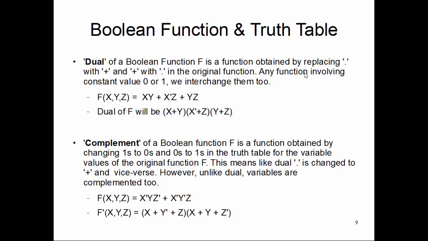And if any function involves a constant value like 0 or 1, we interchange them too. So if the function contains a constant value of 0, we change it to 1 in the dual form, and if that's 1, we change it to 0. For example, f(x,y,z), let's say it's a function xy or x bar z or yz.